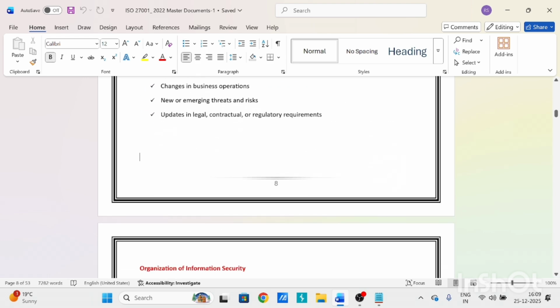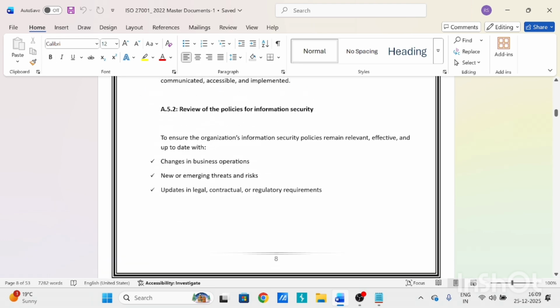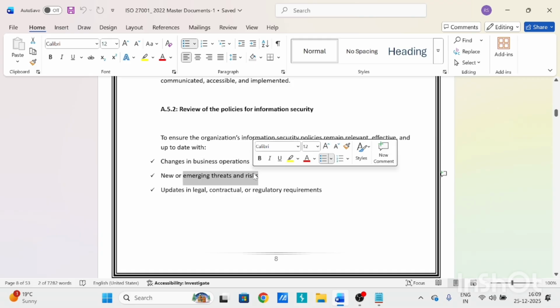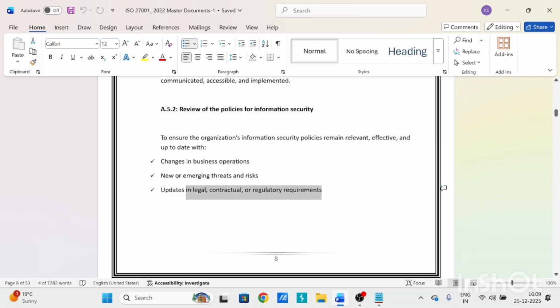This relates to review. Review ensures that the policy is continually improved, and remains relevant, effective and up to date with respect to changes in business operations, new or emerging threats and risks, and updates in legal or regulatory requirements. Generally, we should review our policies at least once annually, so we need to review all the security policies.